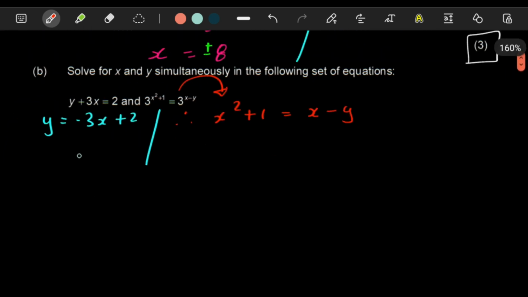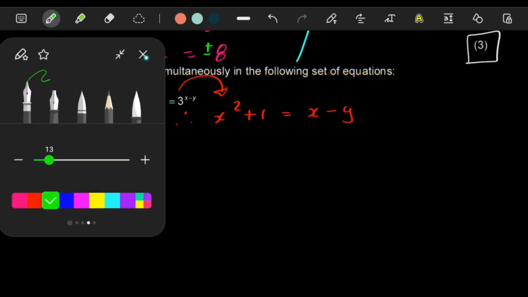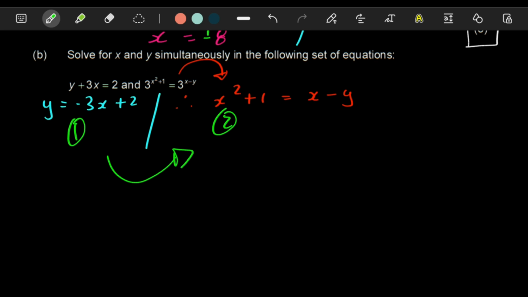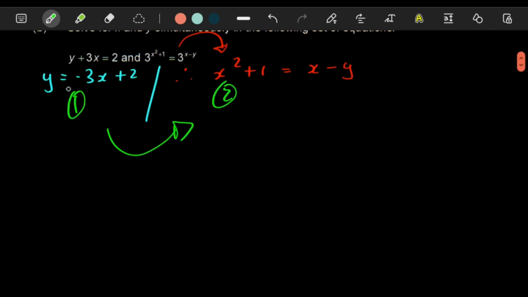So here, these two are the ones that you need to solve simultaneously. So clearly, this is equation 1, this is equation 2, and you want to throw equation 1 into equation number 2. So wherever y is, you want to put this there. So this is going to be x squared plus 1.